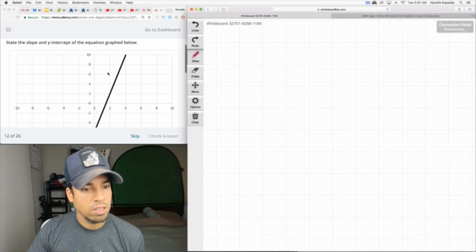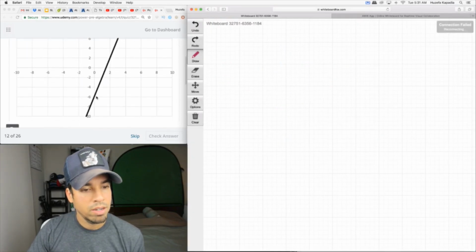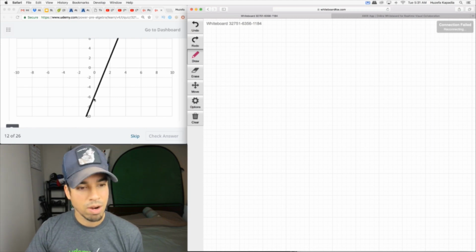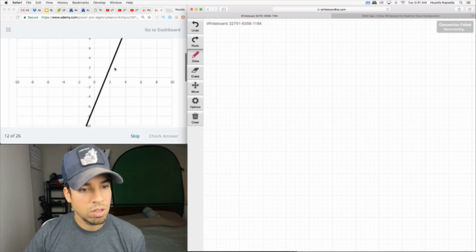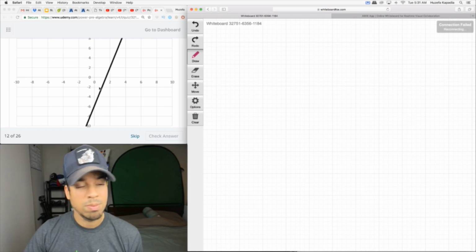State the slope and y-intercept of the equation graph below. What is the y-intercept? It's right here. -6 is right where it hits the y-axis. That's your y-intercept. What's my slope for this equation? Let's find 2 good points. I see a nice point here where it hits exactly in the crosshairs and right here.